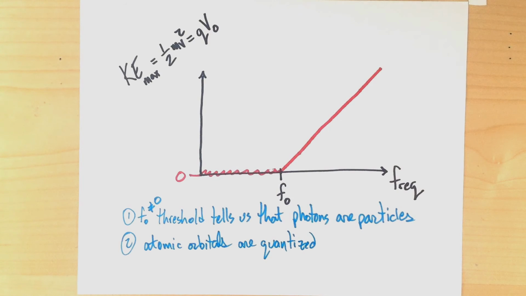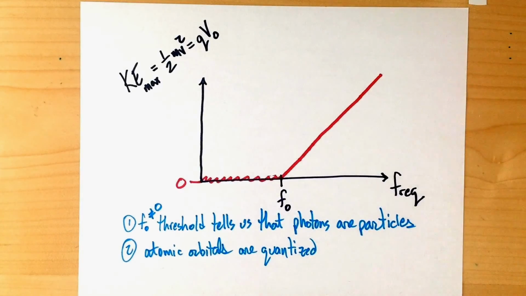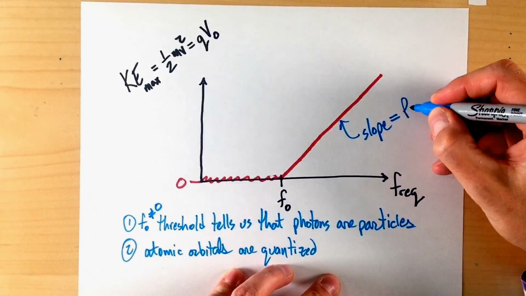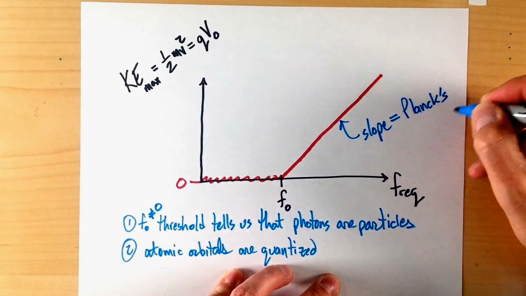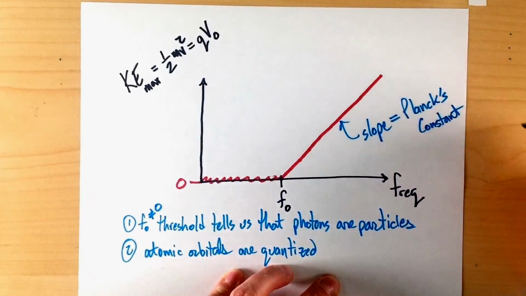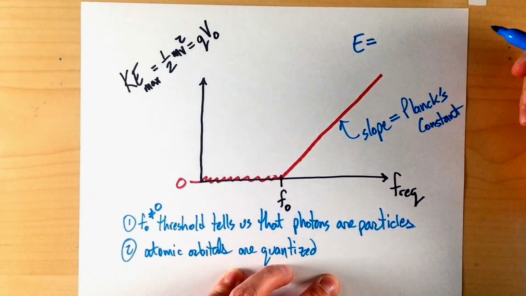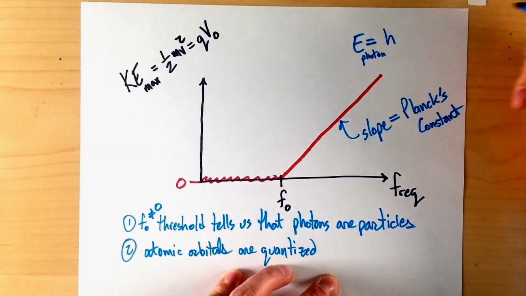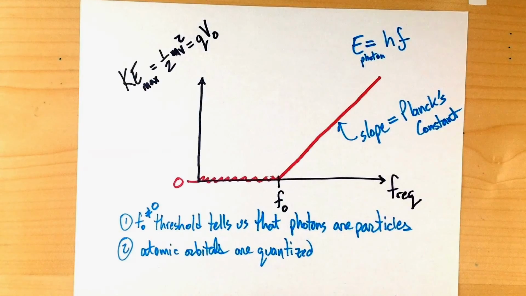All right, so this relatively simple experiment is one of the earliest experimental demonstrations that show these two aspects, and they're actually pretty simple. And finally, I'd like to point out that the slope of this line is actually equal to Planck's constant. And why is that? Well, it turns out that the energy of a photon can be written as Planck's constant times its frequency. All right, well, that's it for the photoelectric experiment.